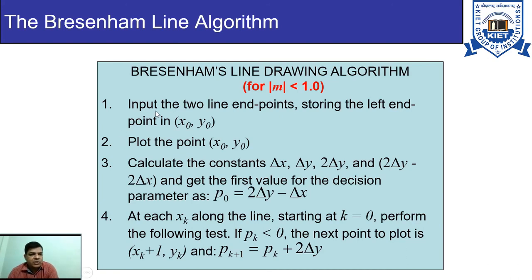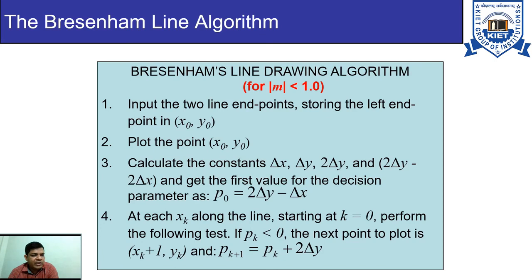So you can see from this algorithm, the first step is we have to input the endpoints of the line, and we know that the line is having two endpoints, and the initial point of the line is x0 comma y0, and we are assuming that this point we have already plotted. In the next step, we are calculating delta x, delta y, 2 delta y, 2 delta y minus 2 delta x, and we have to calculate the value of initial pixel parameter.